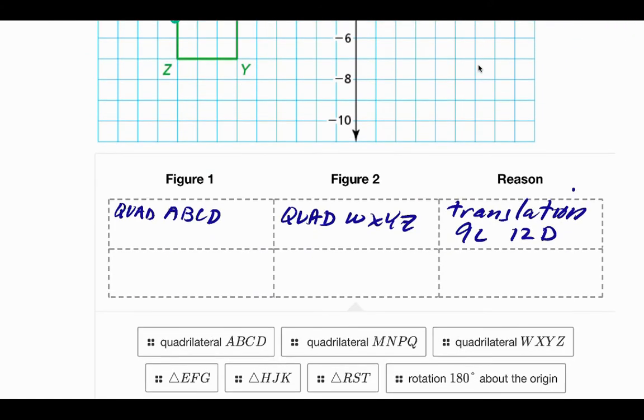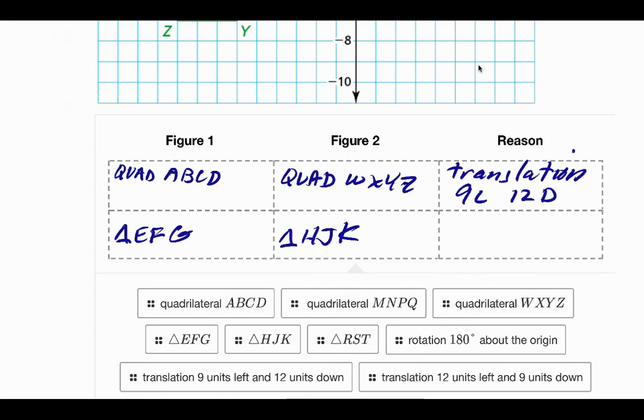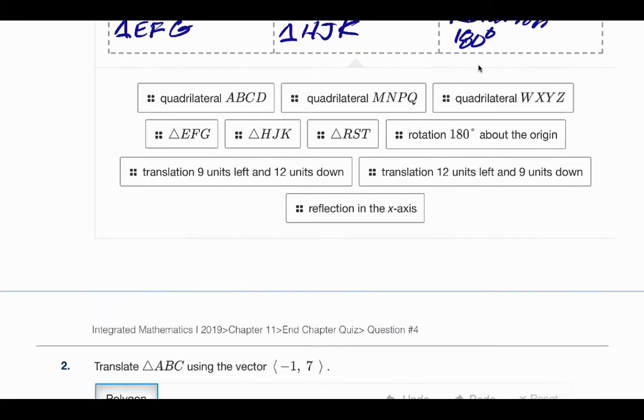So to finish that one up there, we would have triangle EFG. And again, it is congruent to triangle HJK. And so we just said that was a rotation of 180 degrees. And again, it says at the origin. I'm not going to write all of that down, because again, you would be dragging and dropping.